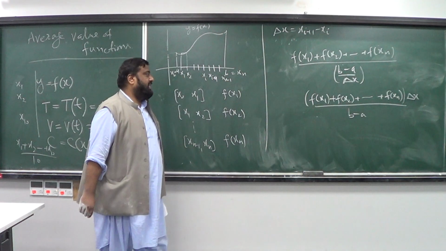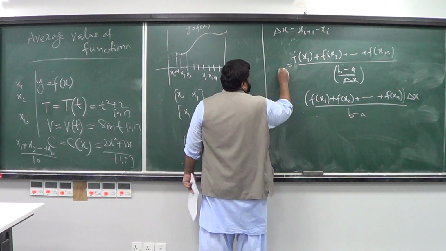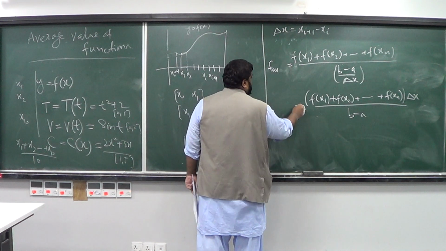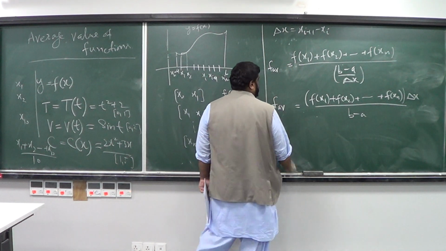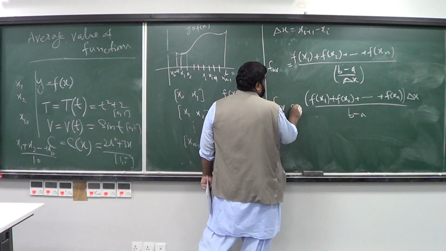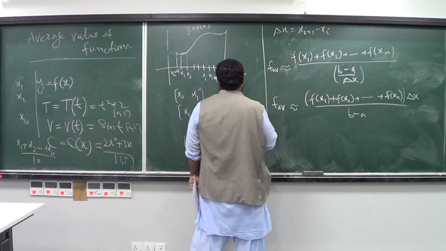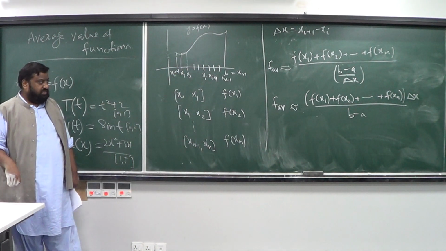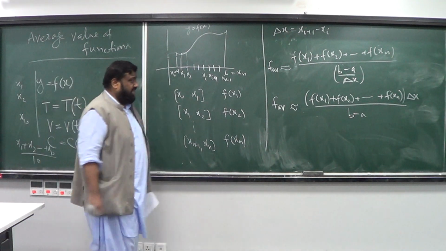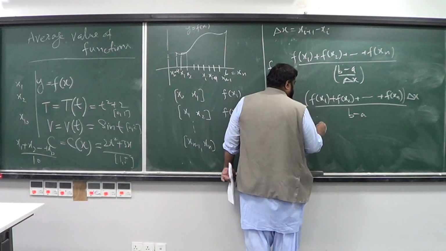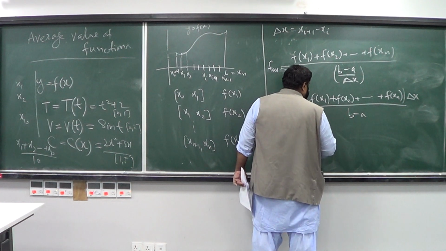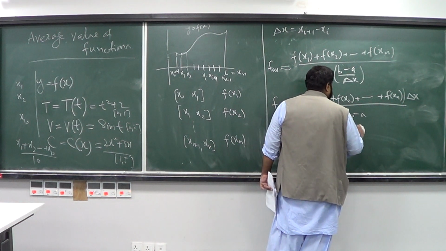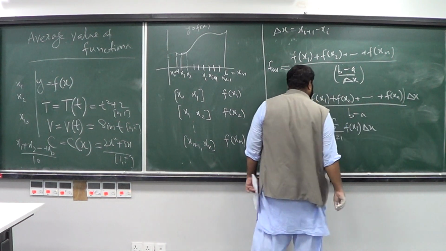B minus a. And by the way, what is this? This is the average value of f. So let's call it f average. The average value of f, actually, maybe approximately the average value of f, because these are discrete approximations. So what can I do? When you see this, do you remember something? I can write this as 1 over b minus a and the sum from i equal to 1 to n of f of xi times delta x.